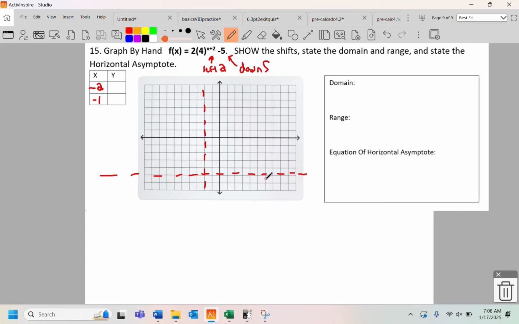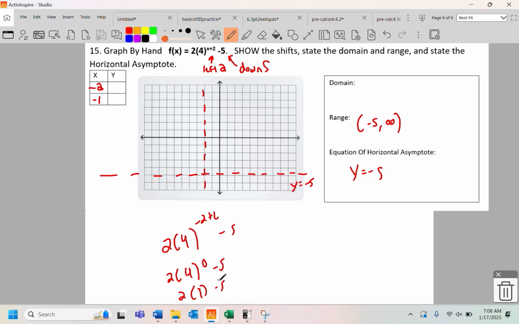This guy right here, by the way, is your horizontal asymptote. It's y equals -5. It also is going to be the range of this function, from -5 to infinity. Anywho, let's plug in some numbers. We have 2 times 4 to the -2 plus 2, and then minus 5. That becomes a 0. 2 times 4 to the 0 minus 5. Anything to the 0 power is 1. So 2 minus 5 is -3. So when x is -2, I have the point -2, -3.